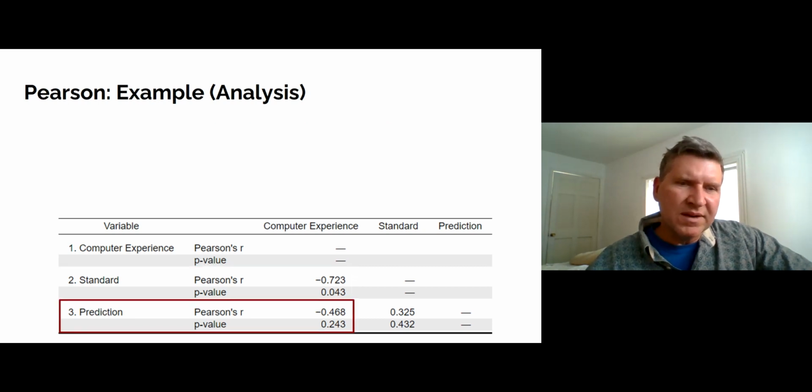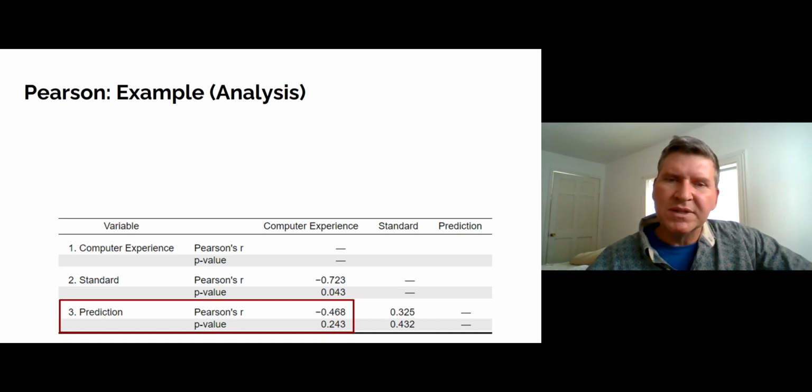Now we look at the predictive software tool, and you can see here that the relationship between the predictive software tool and computer experience is not as strong. The p-value is 0.243, so that is not within the 0.05 that we would normally test at.